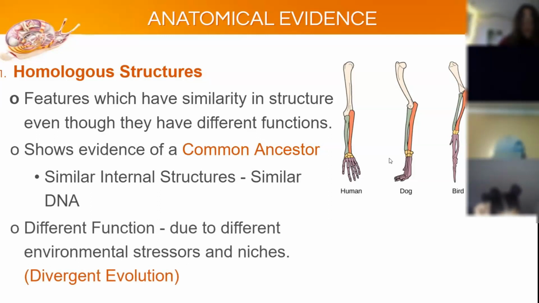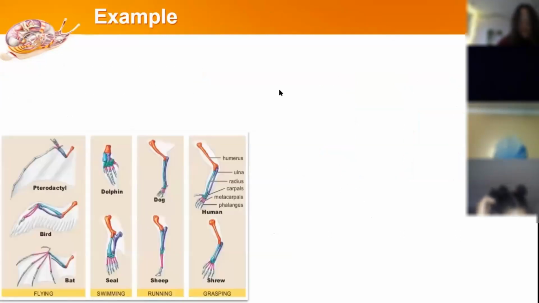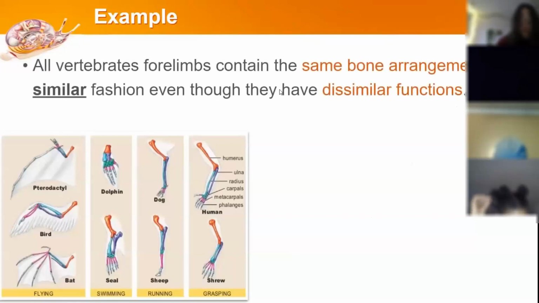So these have the same structure, but different functions, right? The whale uses it to swim, the bird uses it to fly, the dog uses it to walk, and the human uses it to manipulate the mouse on their computer. Here's some more examples. So notice these all have the same structure. So they all have similar ancestors.